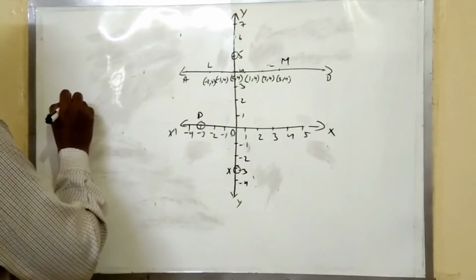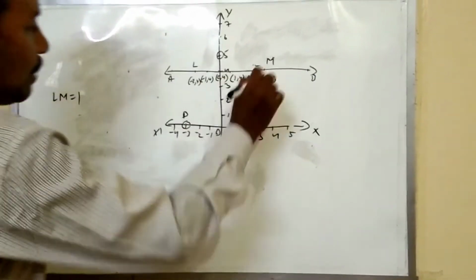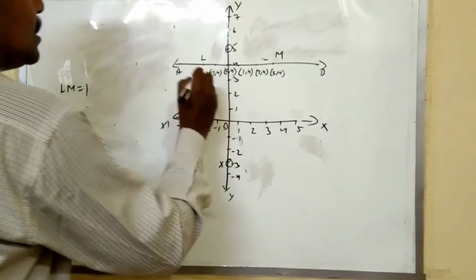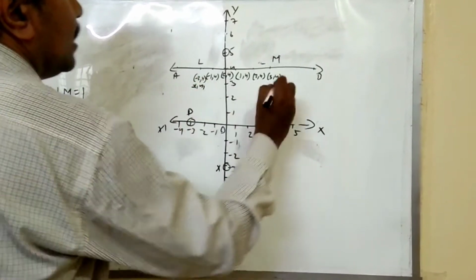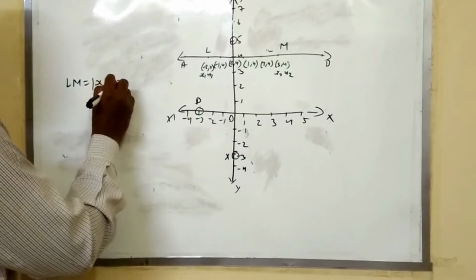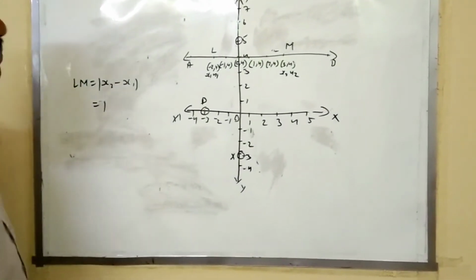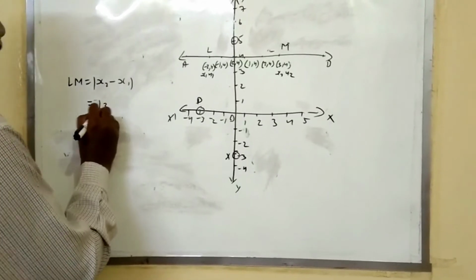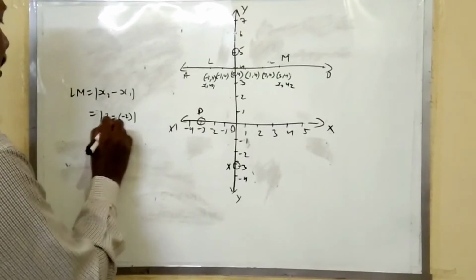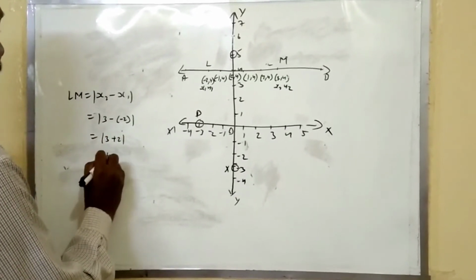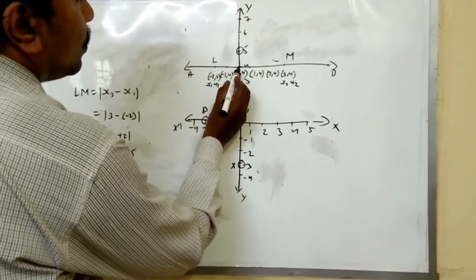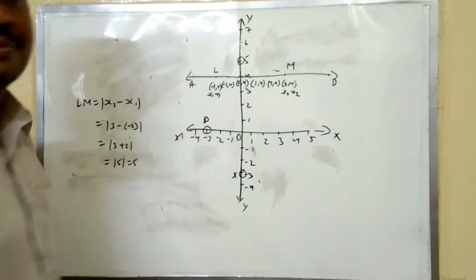Say LM. Because LM is parallel to the x-axis, the same formula is applicable. So take this as x1, y1 and x2, y2. The formula is mod of x2 minus x1. What is x2? 3. x1 is minus 2. 3 minus of minus 2 is 3 plus 2, mod 5, which is equal to 5. You can check once again: 1, 2, 3, 4, 5. Okay.